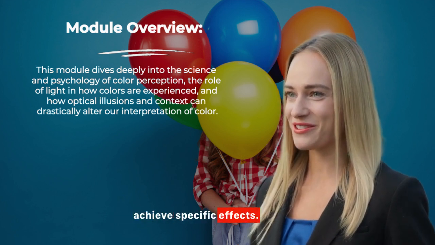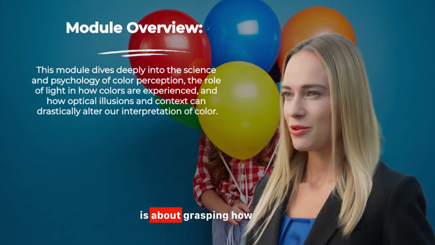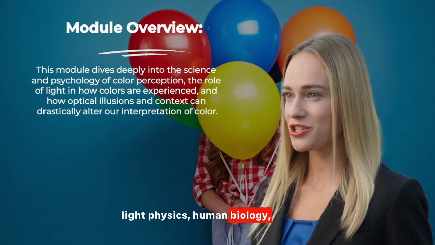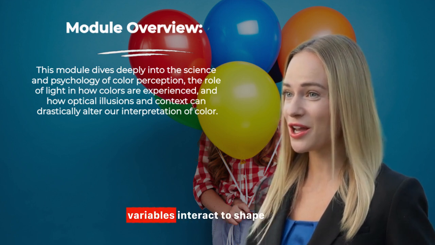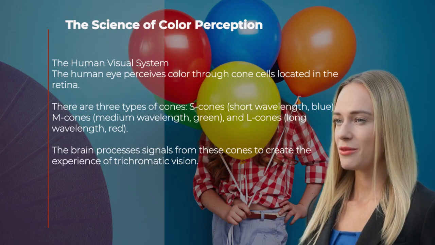achieve specific effects. Understanding color perception goes beyond mixing hues. It is about grasping how light physics, human biology, cognitive biases, and contextual variables interact to shape what we see and feel. 1. The science of color perception.